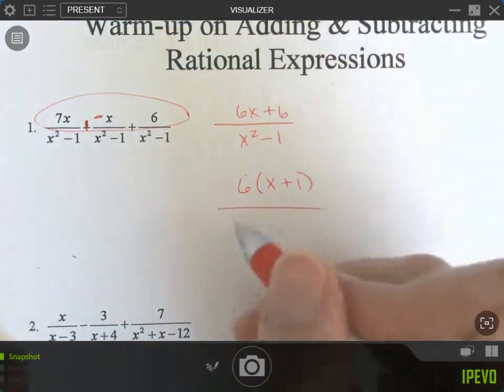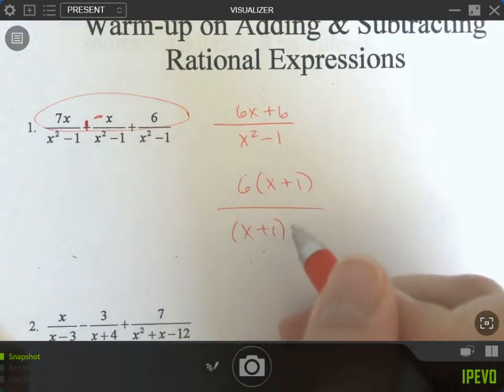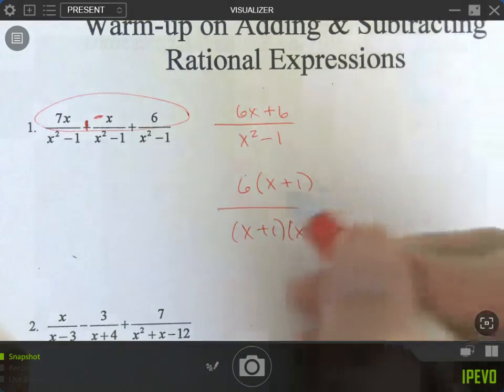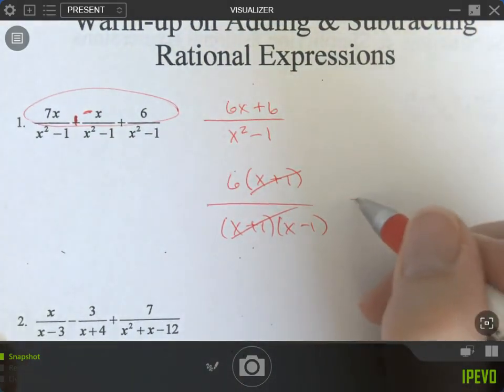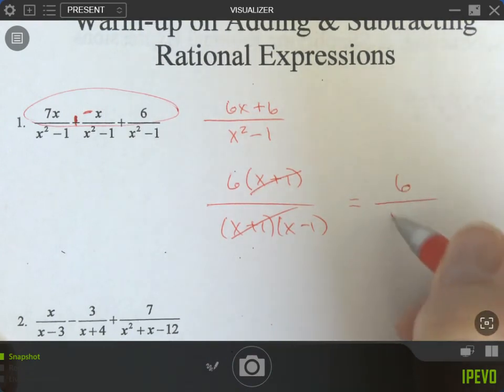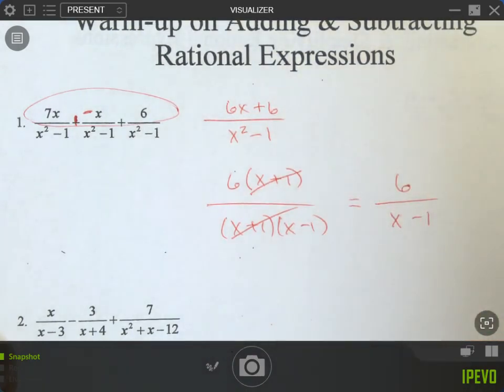This is a difference of squares. x plus 1, x minus 1. So this does cancel. What's your final simplified answer here? 6 over x minus 1.